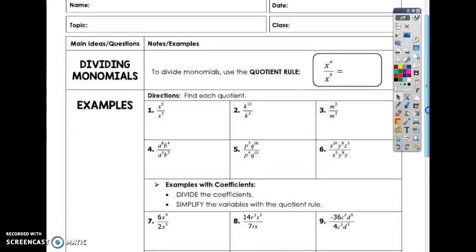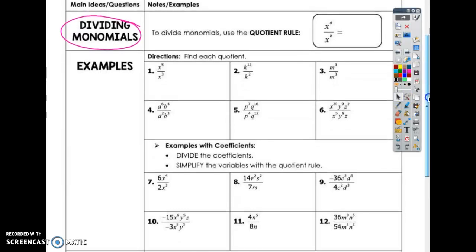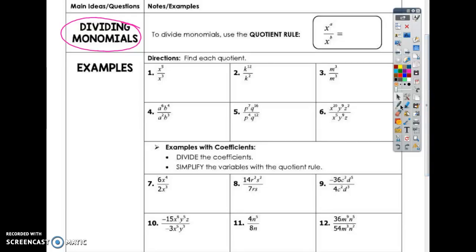Okay, so today we're going to be dividing monomials. It's the opposite of what we did on Thursday when we were talking about multiplying monomials. What we're going to do first is expand. We're going to do it the long way so that you can figure out the short way and see if it's easier for you or not.